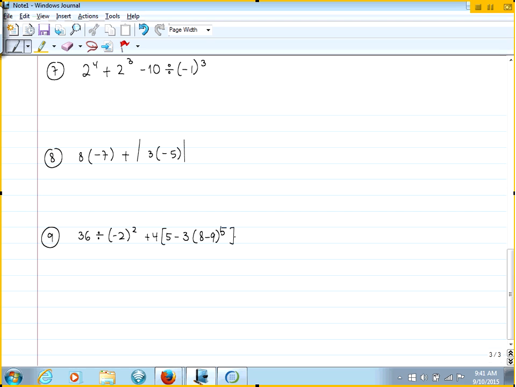Square bracket. Number 10. Negative 48 divided by 7 minus 9 cubed minus 2 times 1 minus 5, 2 minus 6, plus 3 squared.